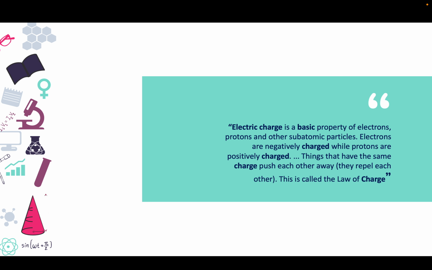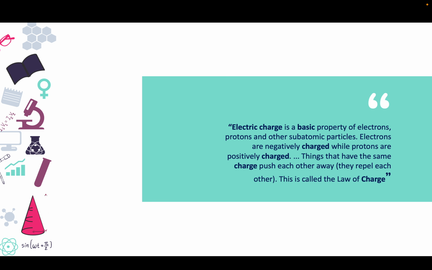So what is a charge or an electric charge? It is the basic property of electrons. We know that in the atomic structure, the electrons are the ones outside the orbital, and of course there are protons and other subatomic particles. Electrons are negatively charged, while protons are your positively charged subatomic particles.